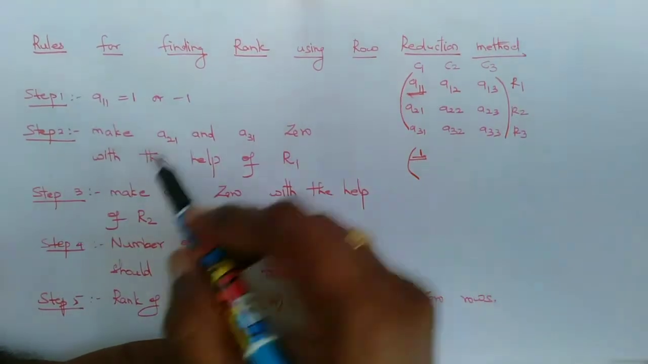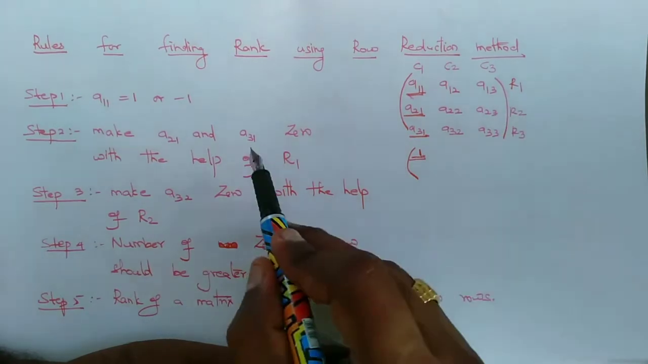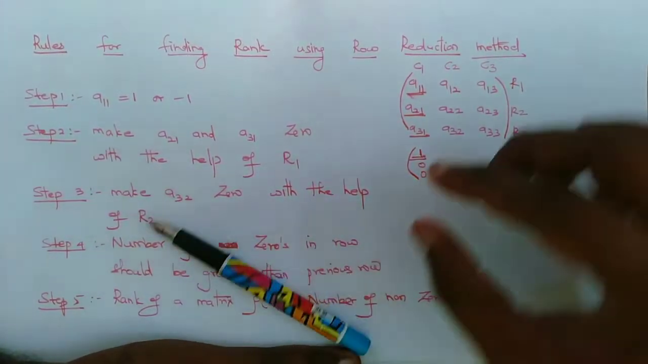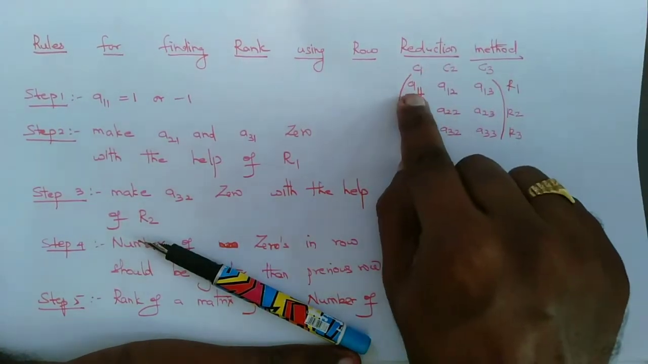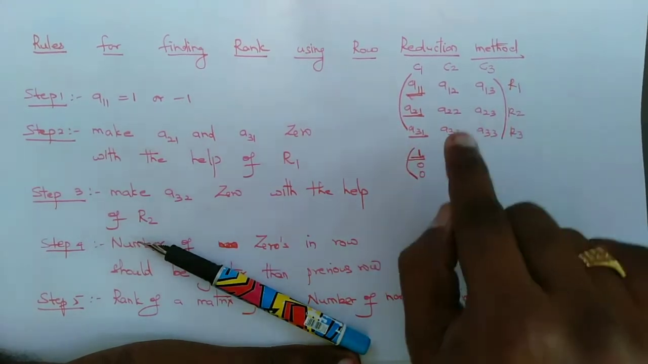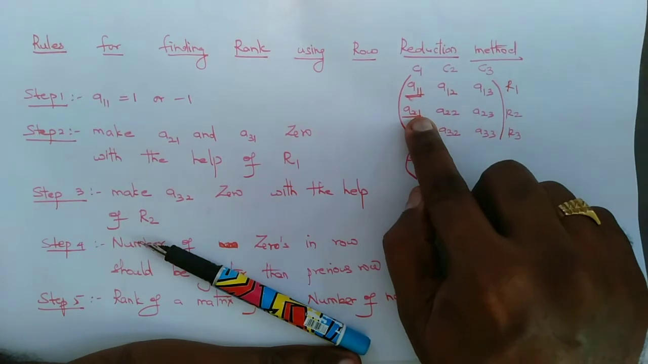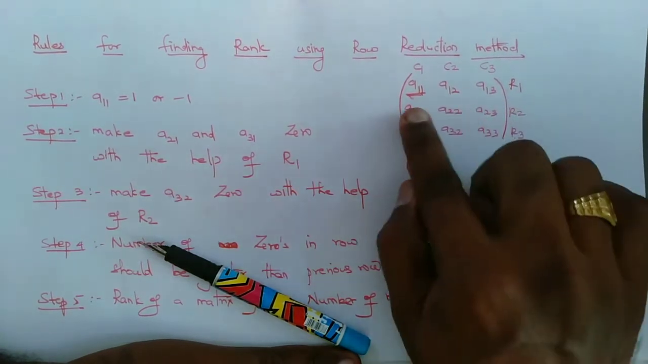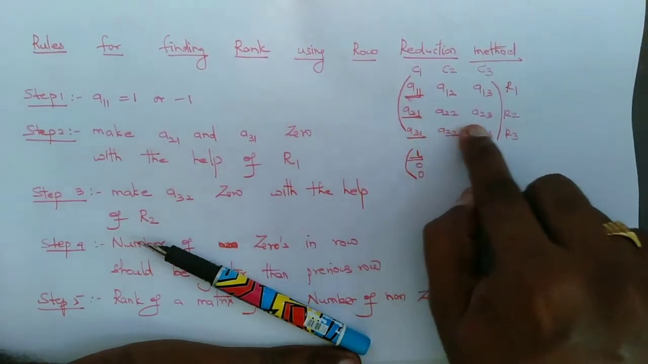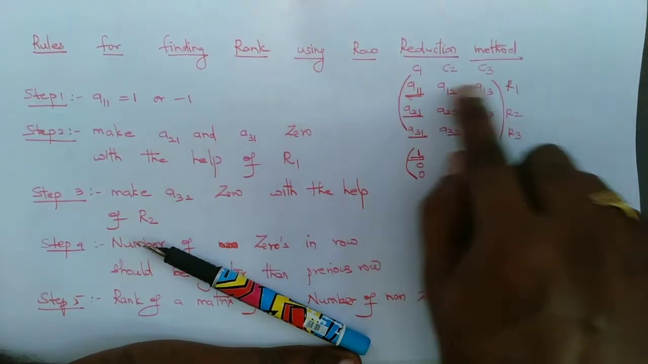Step 2: make A21 and A31 zero. This place and this place I need to make 0. For making these two places 0, I need the help of R1. Why? Since A21 is present in R2, listen carefully, there is a change. Since A31 is present in R3, the whole row changes. There is no change in R1.